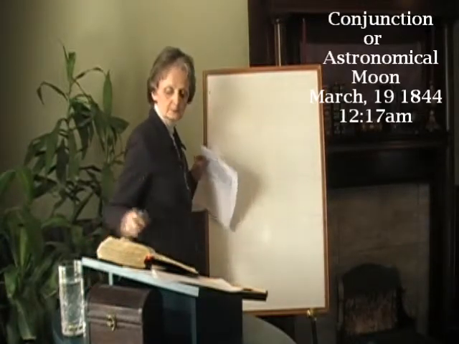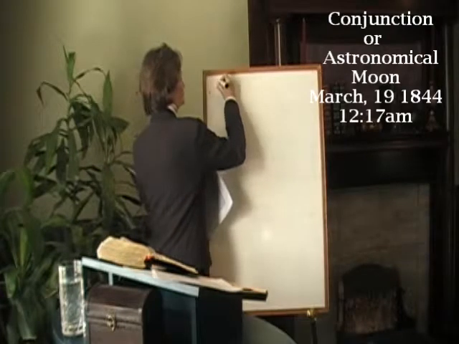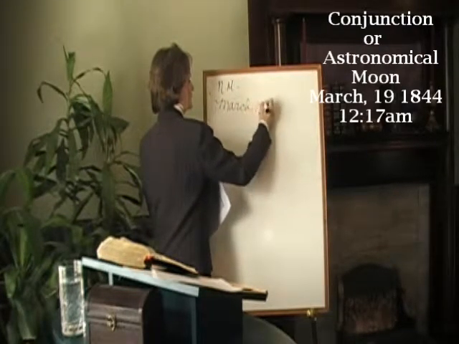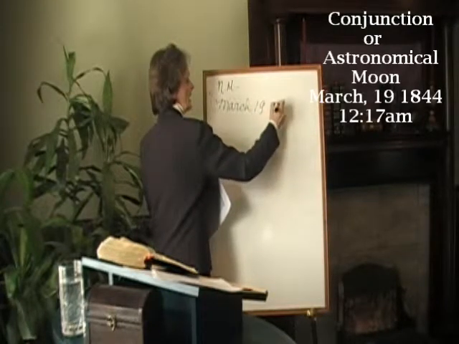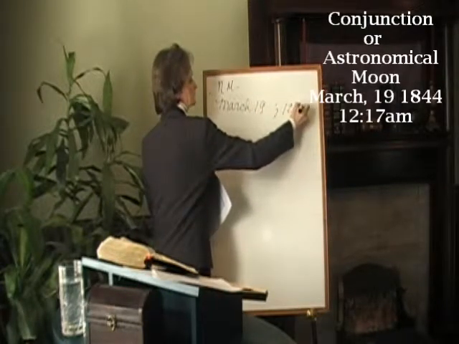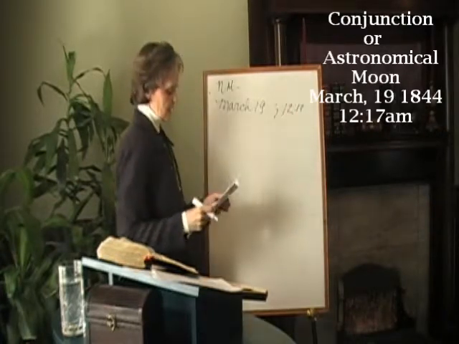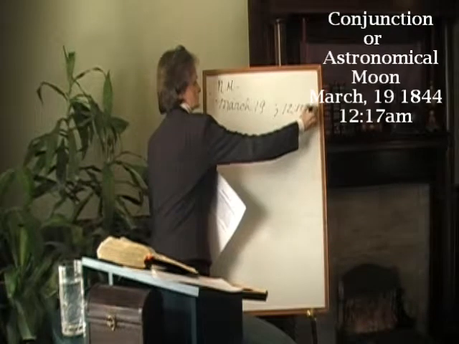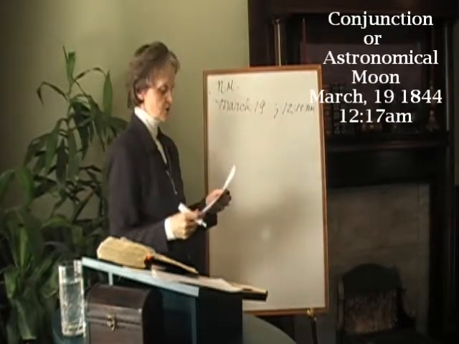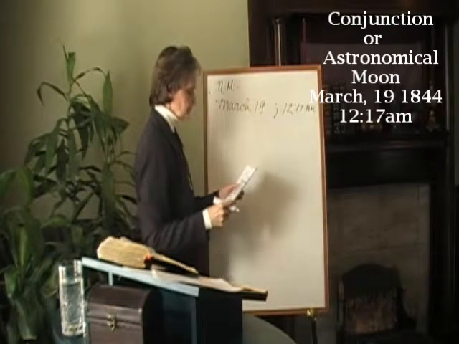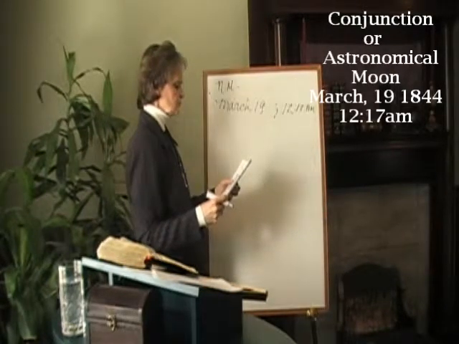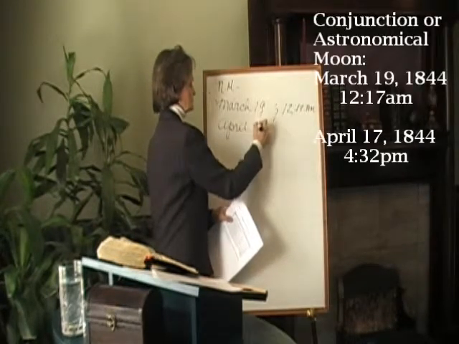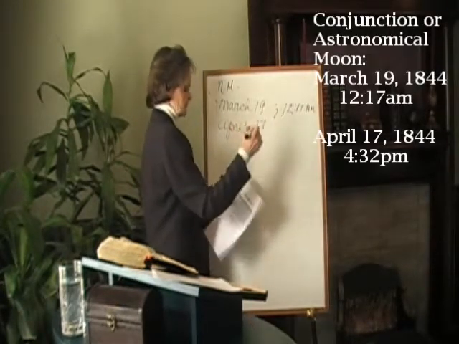And it's very simple. So in March, the new moon was on March 19, according to the US Naval Observatory, at 12:17. That would have been actually, they write here, AM. All right? So we've got that established. Now, 12:17 AM, then you've got to look at April 17 as the next new moon, and that's at 4:32 PM.